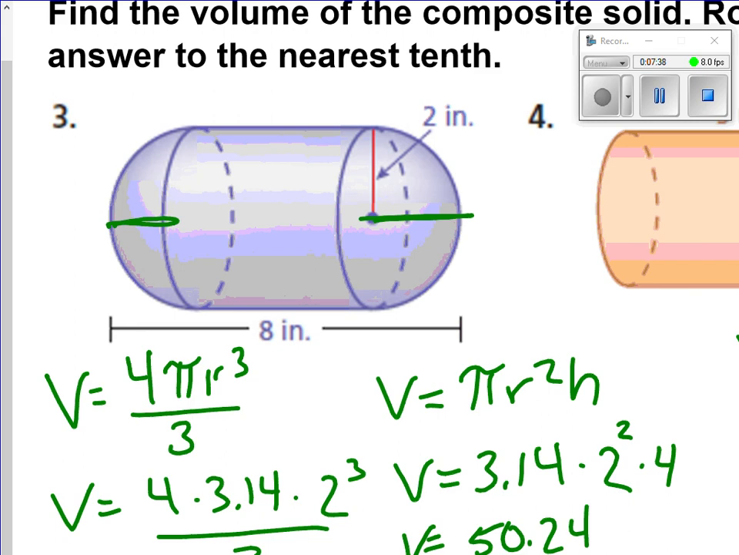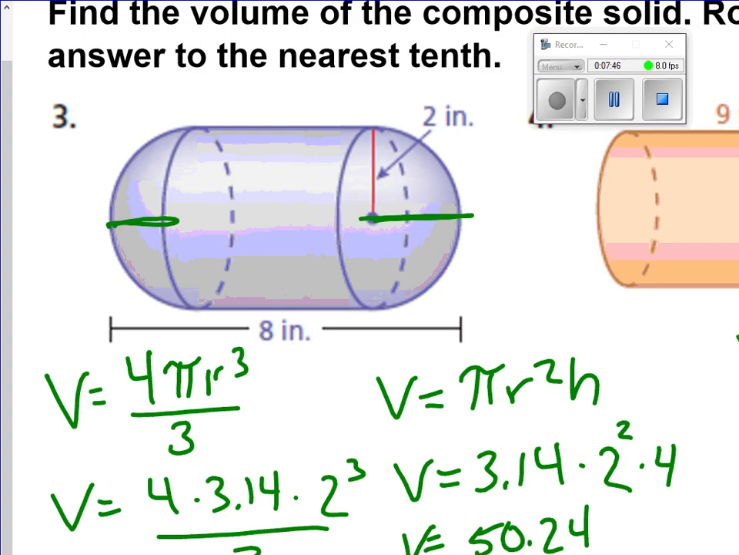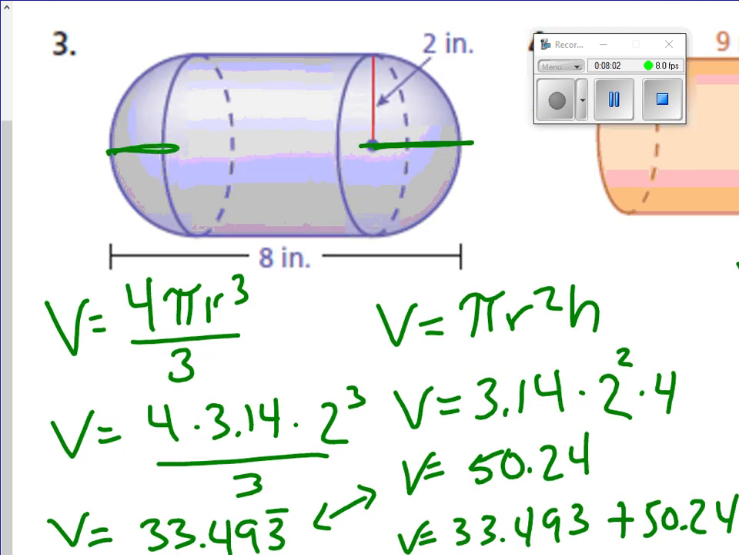Okay, so 3.14 times the radius of 3 again. It's the same for the cylinder. And the height of the cylinder is 9. So I have 3.14 times 81. 3 squared is 9 times 9. And that gives me 254.34. So now I again need to add those two together. So I have 47.1 plus 254.34, and I get an answer of 301.44 meters cubed.